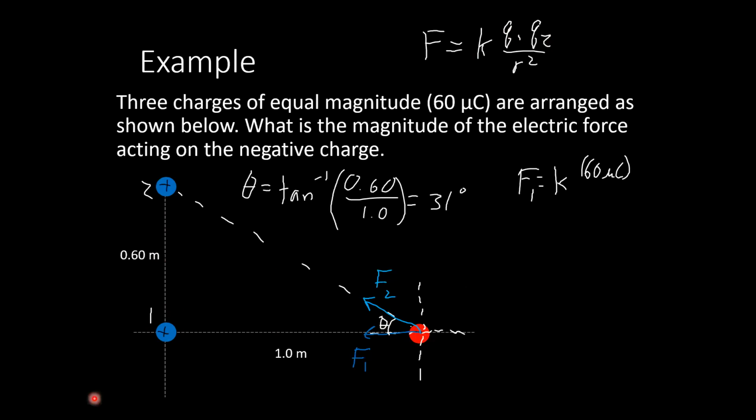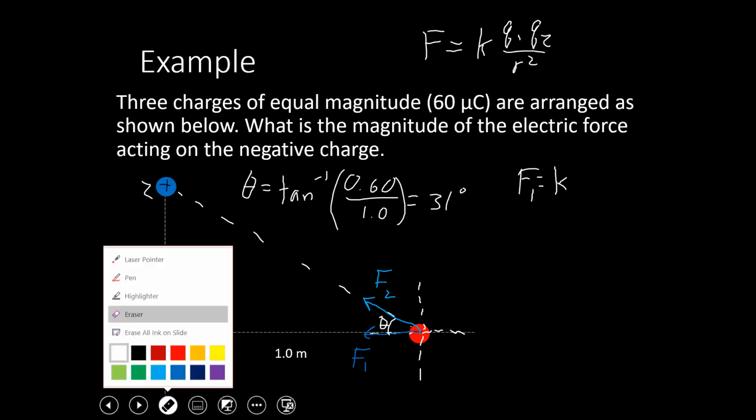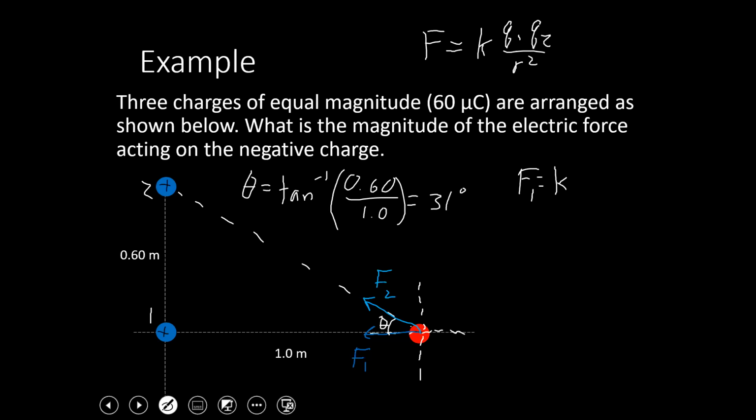Now, I stress that because it's not really too important right now because they're all 60, so it's not going to change anything. But when you guys do other problems, it's going to be important to know which numbers you're actually plugging into your equation. So we're always plugging in the interaction that we're interested in. So 60 microcoulombs squared, because both charges that I'm looking at, charge 1 and the red charge, are 60 microcoulombs, divided by the distance. The distance between charge 1 and the red charge is 1.